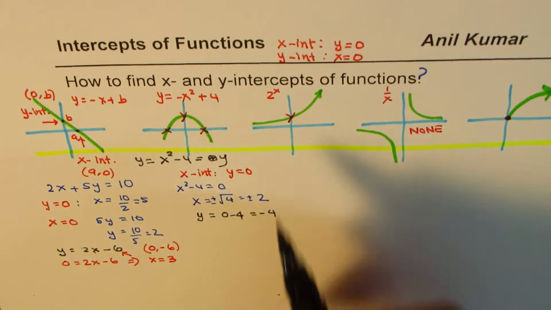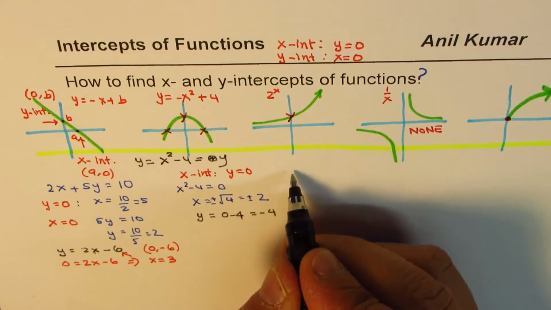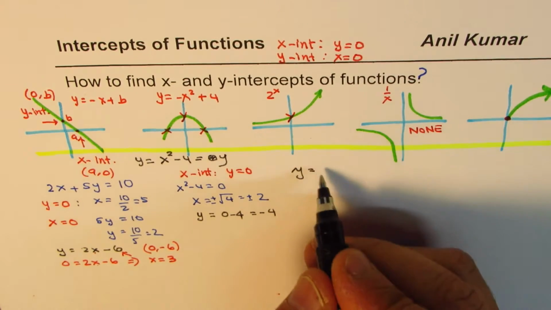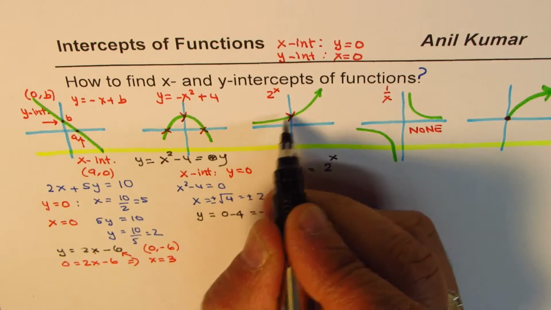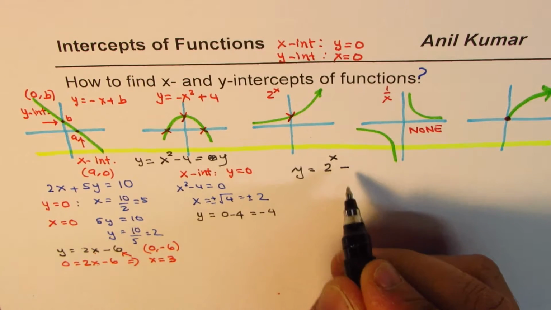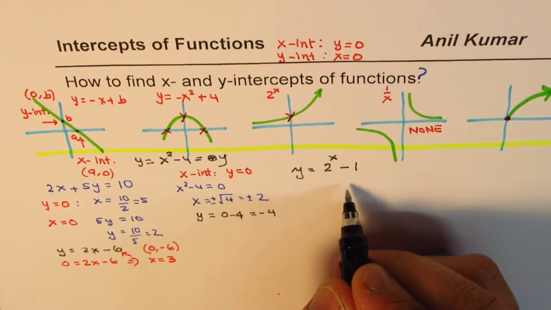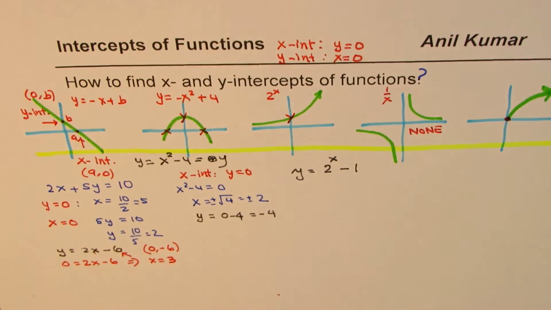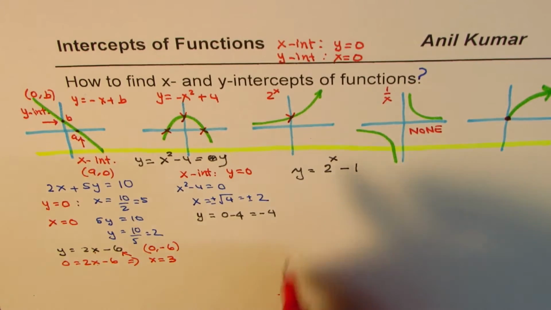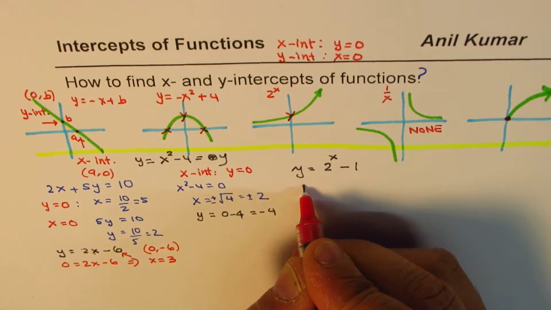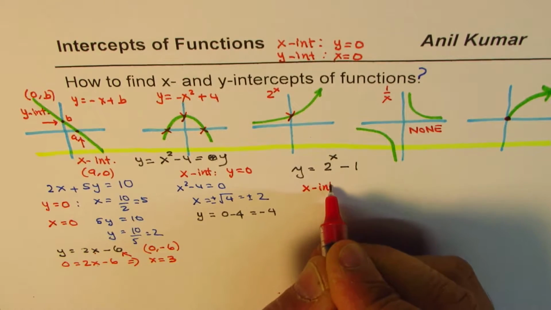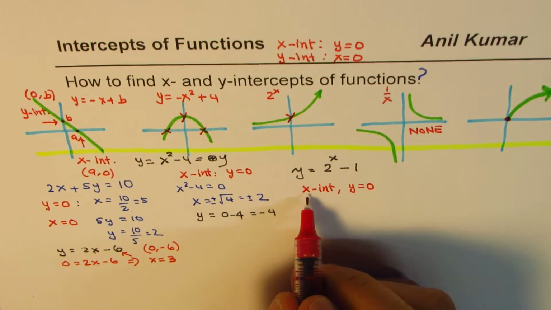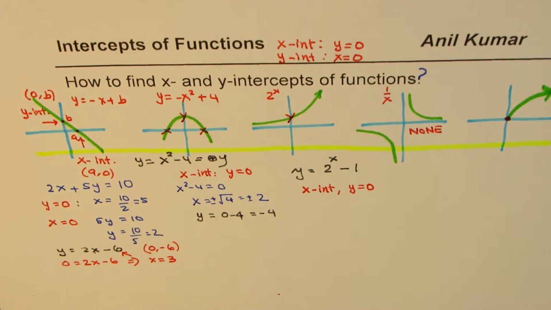Let us say I have an exponential function, but this function has been translated down. So let us say if I have 2 to the power of x like this, and if I translate it down by 1 unit, in that case, what is going to be the x and y intercept? Let's calculate the x-intercept first. So for x-intercept, y equals 0. So let's solve this equation for x-intercept.